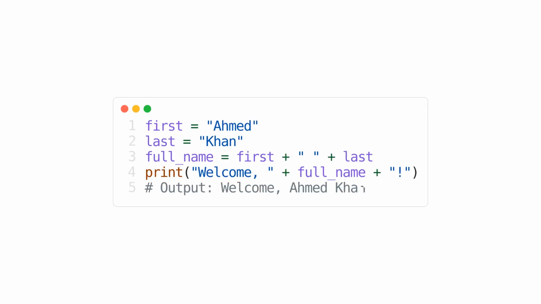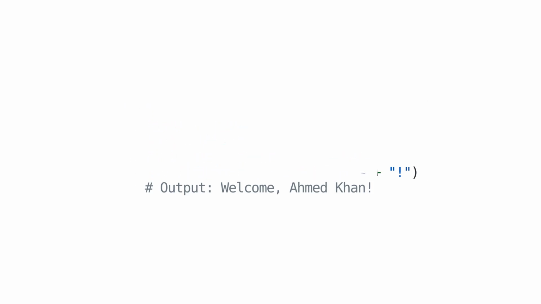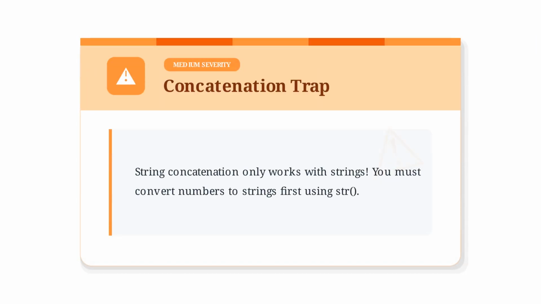Method 2. String concatenation with the plus operator. This joins strings together like connecting puzzle pieces. Notice how we manually add spaces where we want them. This gives us precise control over every character in our output. But watch out for the concatenation trap. You can only add strings to strings. If you try to add text and numbers directly, Python gets confused. The solution? Convert numbers to strings first using our friend str.